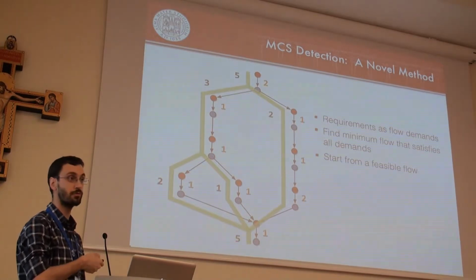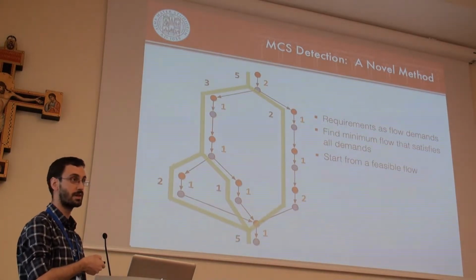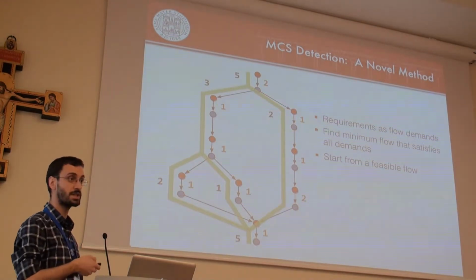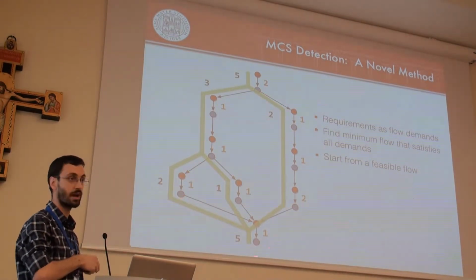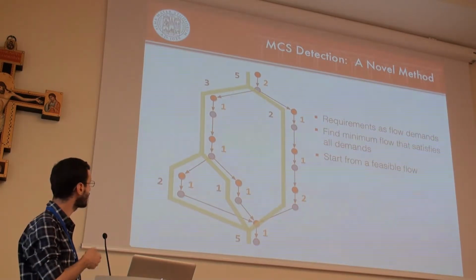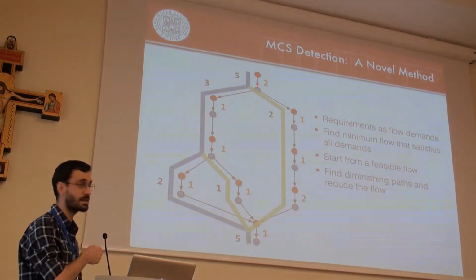It is not a minimum flow that satisfies all the demands. If we want to look for the minimum one, we start looking for diminishing paths. Those are paths in the graph where we can detect that we have an excess of flow. In this case, this is a diminishing path.